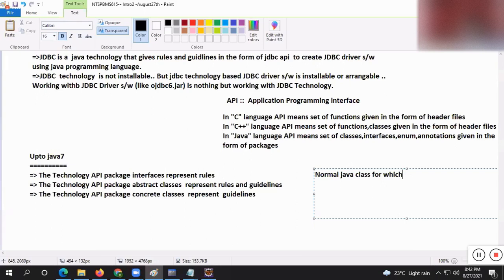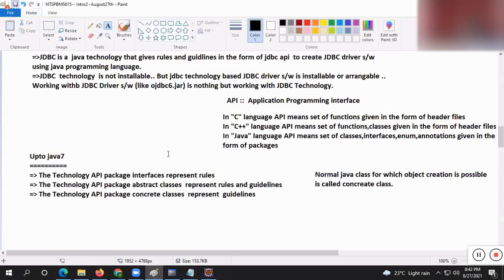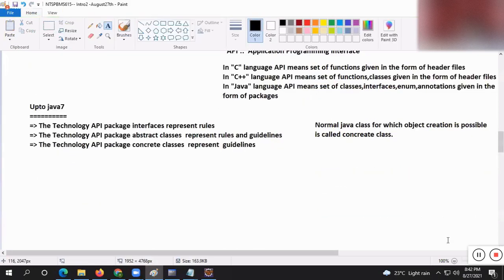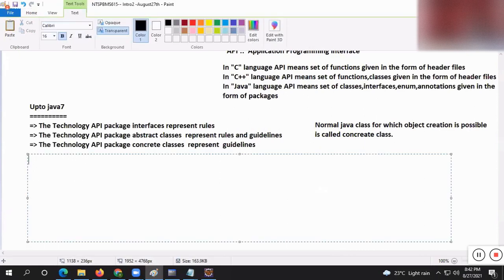A normal Java class for which object creation is possible is called a concrete class. What class, guys? Concrete class. Fine, boss. Sir, why do you say up to Java 7, sir? From Java 8, boss. From Java 8 onwards.